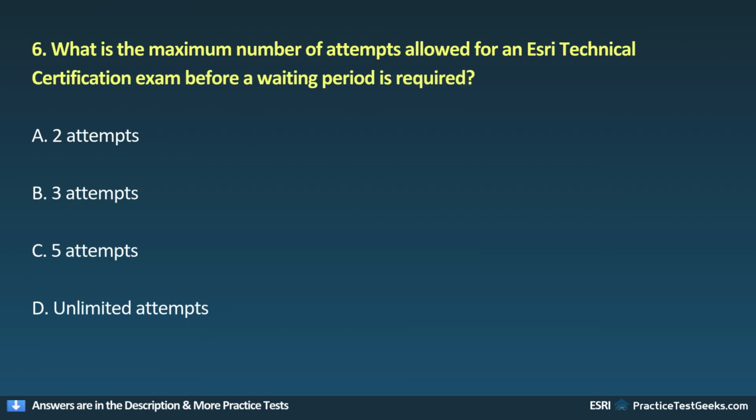6. What is the maximum number of attempts allowed for an ESRI Technical Certification exam before a waiting period is required? A. 2 attempts. B. 3 attempts. C. 5 attempts. D. Unlimited attempts.